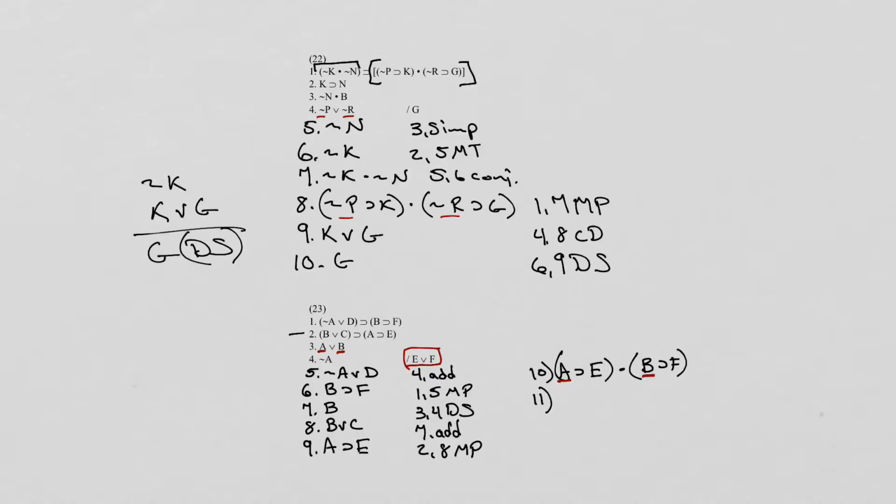Okay, so on line 11, I'm going to just get E or F, and I'm going to use line 3, and I'm going to use line 10. I'm going to use CD, and then I'm going to go back up here and fill in what I forgot to put in, 6 and 9 conjunction. Okay, so it honestly is about noticing patterns. So if you notice patterns easily, these will come easier to you. If not, practice, practice, practice.